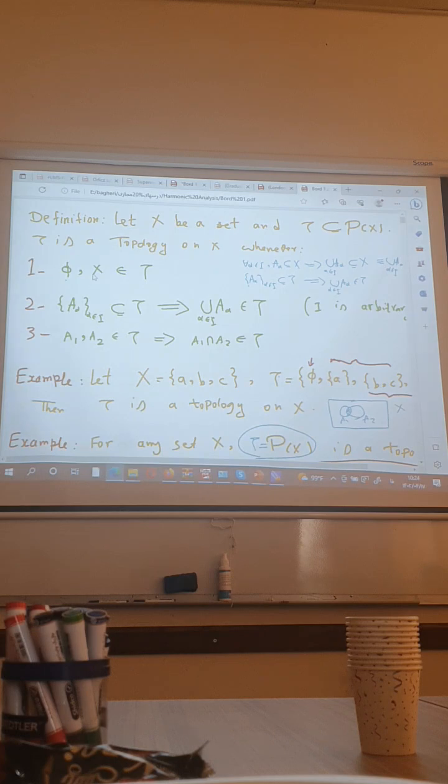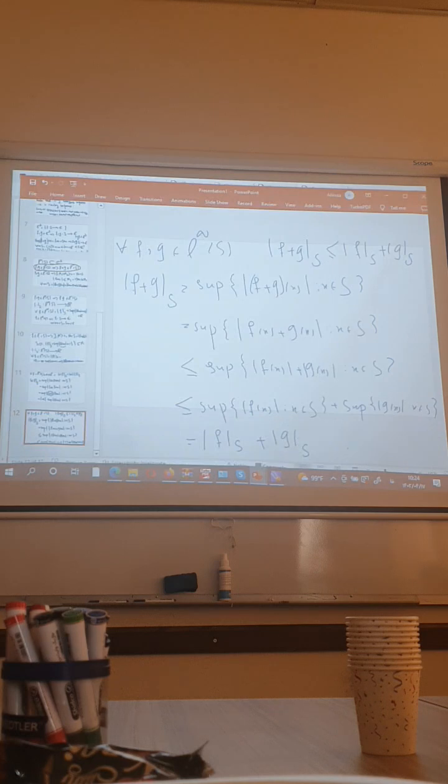You can write any symbol. You can write T, for example, okay? You can write any symbol.